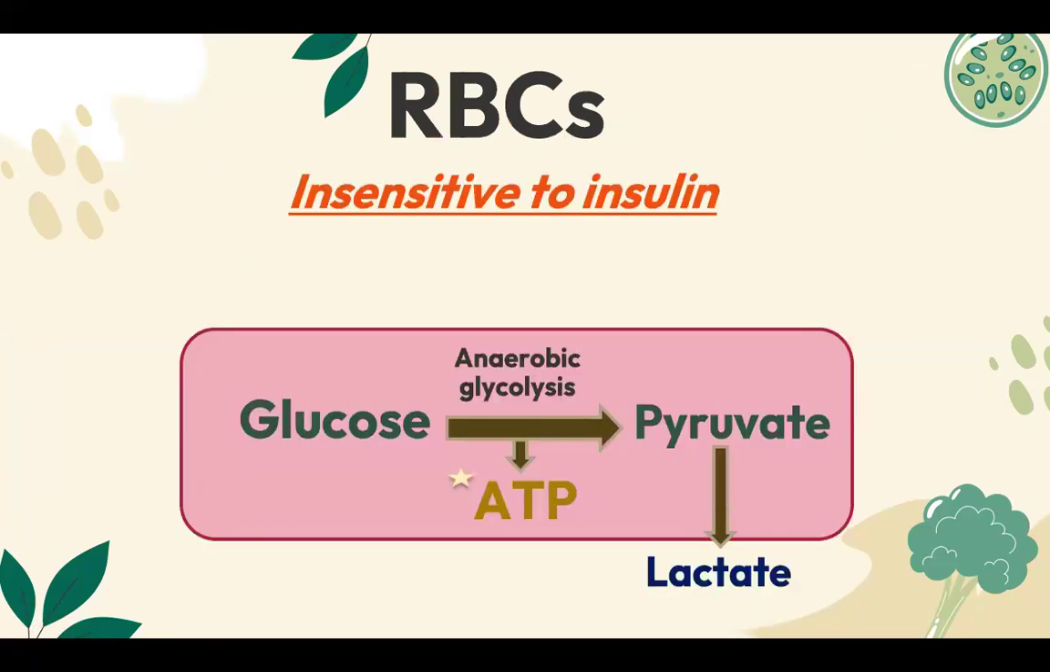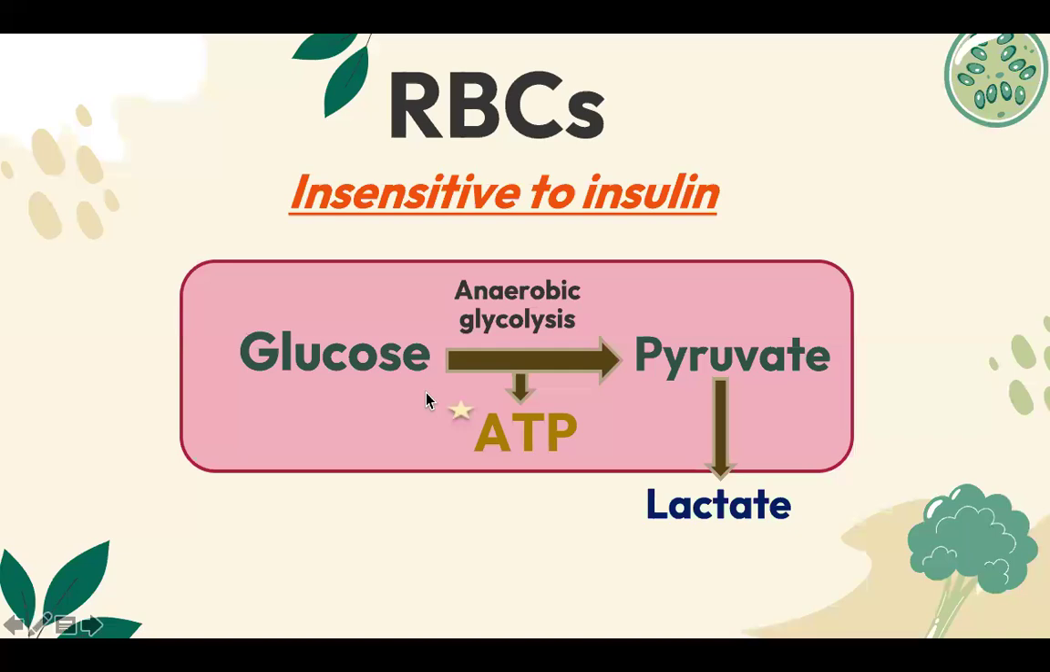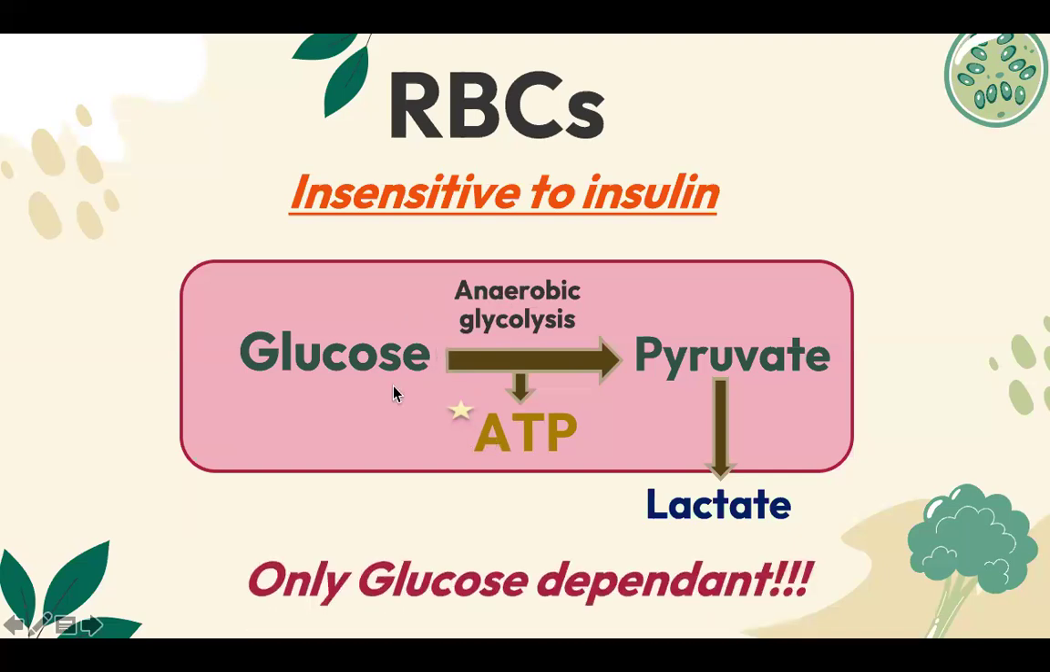RBCs, like we said before, the main energy source, or the only energy source actually for RBCs, is glucose. So whatever happens, whether we're in the feeding state or fasting state, it's only going to be glucose. Now the way the RBCs get the glucose might differ, because right now in the fasting stage, we have less glucose. So this glucose might come from other processes like gluconeogenesis, glycogen breakdown, lipolysis.